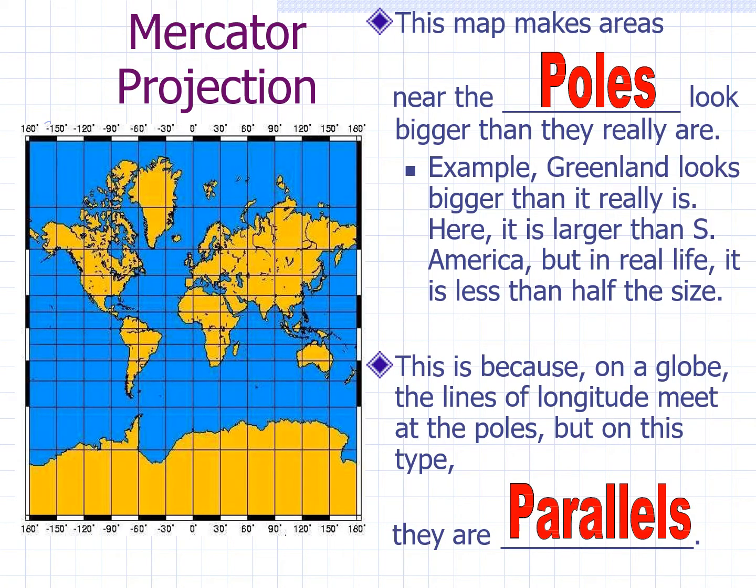The Mercator projection. This map makes areas near the poles look bigger than they really are. Example, Greenland looks bigger than it really is. Here, it is larger than South America, but in real life it is less than half the size. This is because on a globe the lines of longitude meet at the poles, but on this type they are parallels.